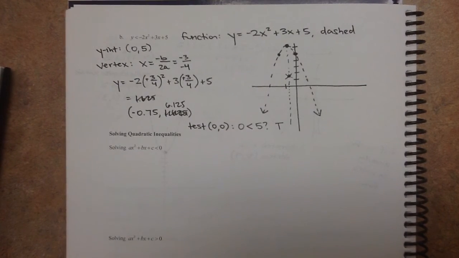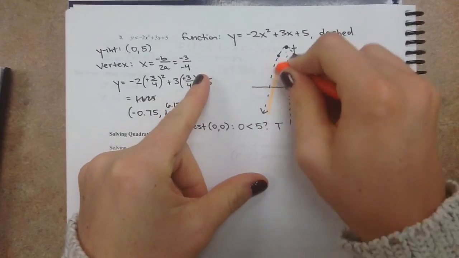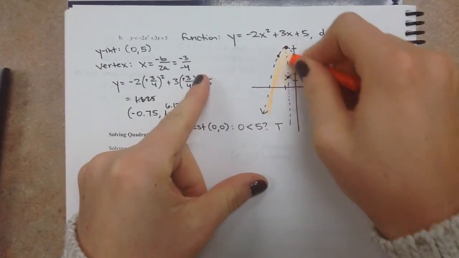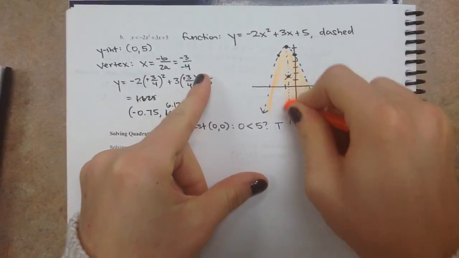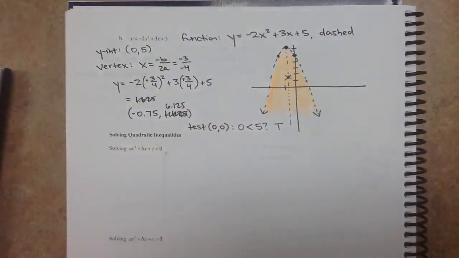What that means this time is that (0, 0) is part of my shaded region. So since (0, 0) is part of my shaded region, I would shade everything in that portion of the graph. This is part of my solution, so I shade everything in here. So your two regions are either inside the parabola or outside the parabola.